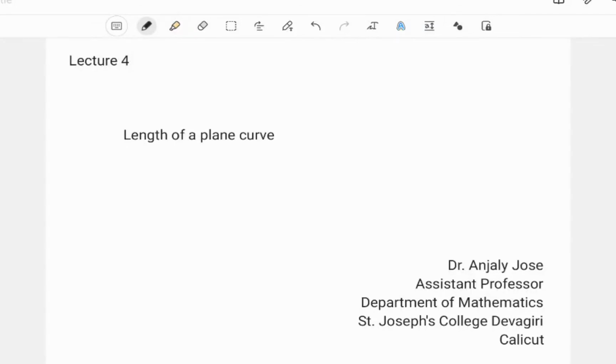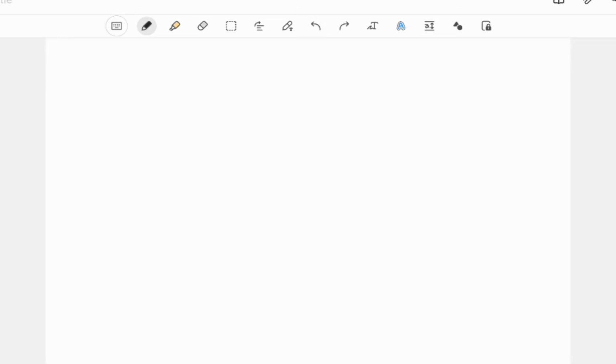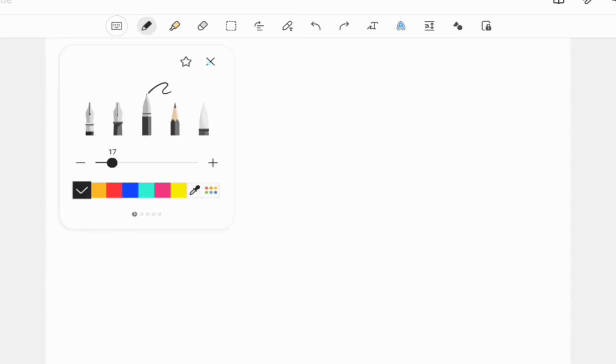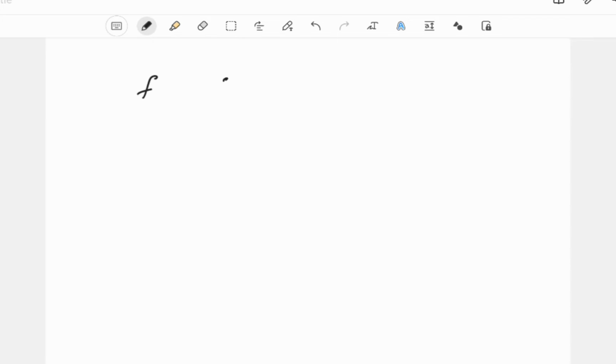As part of our lecture series on application of integrals, today we are discussing finding the arc length of the graph of a smooth function. A function f is called smooth on an interval if its derivative f dash is continuous on that interval.